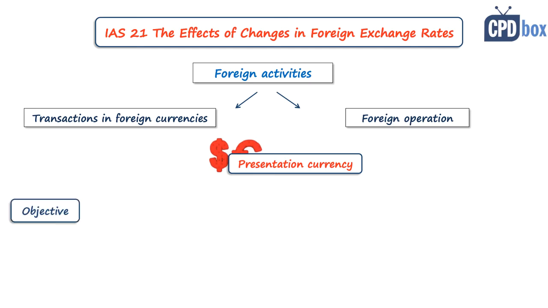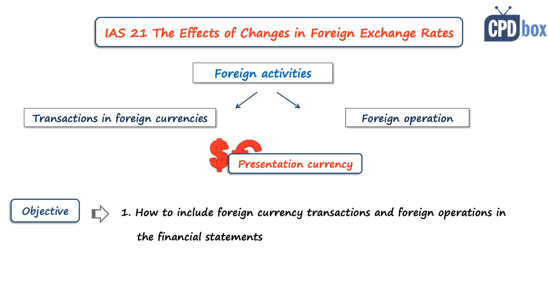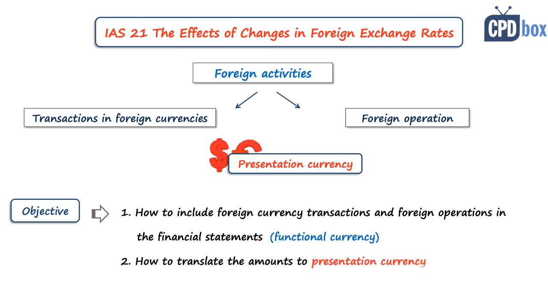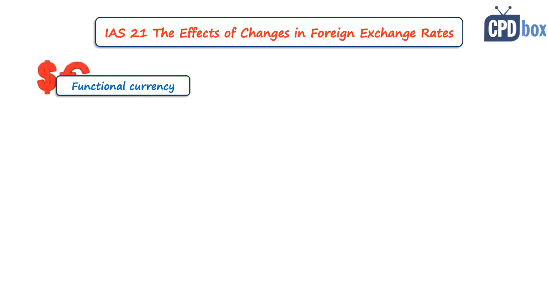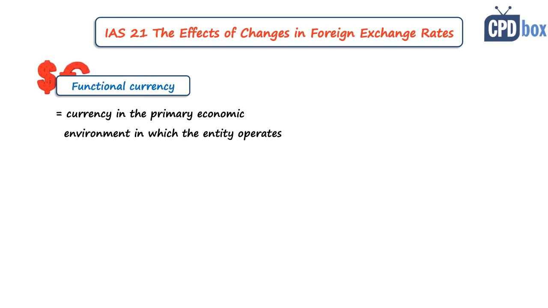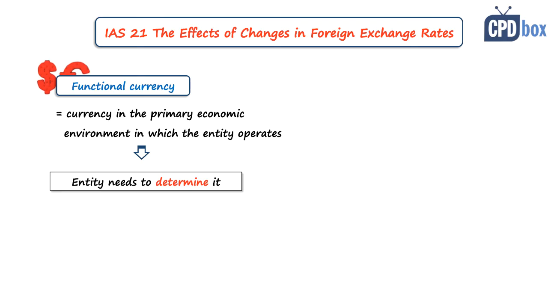Its objective is to prescribe how to include foreign currency transactions and foreign operations in the financial statements. And this has something to do with the functional currency. And how to translate the financial statements into the presentation currency. So first, let me explain the difference between the entity's functional and presentation currency. A functional currency is a currency of the primary economic environment in which the entity operates. So normally the one in which the entity primarily generates and expends cash. And you need to determine that in accordance to your own activities, environment, and operations.